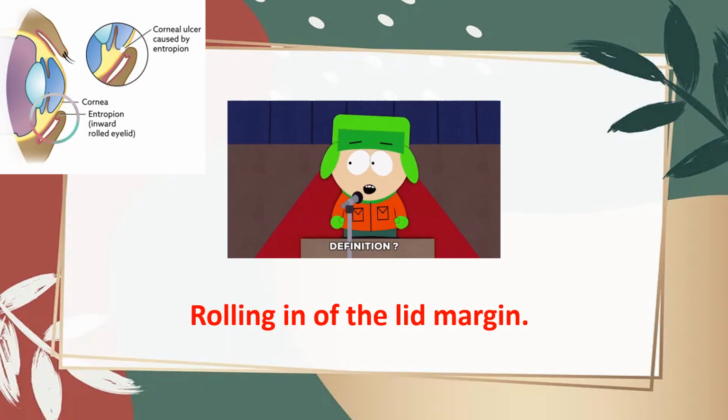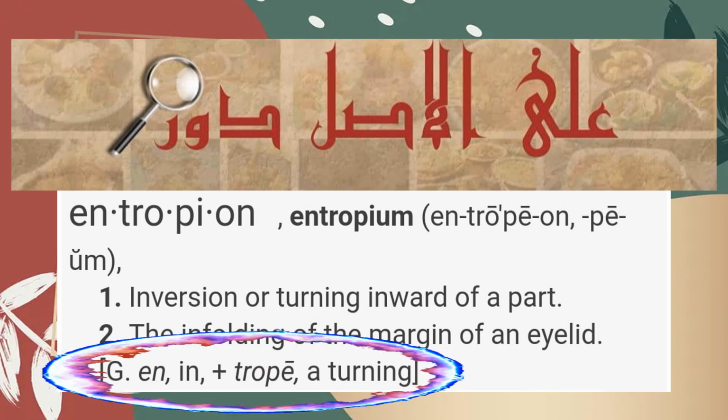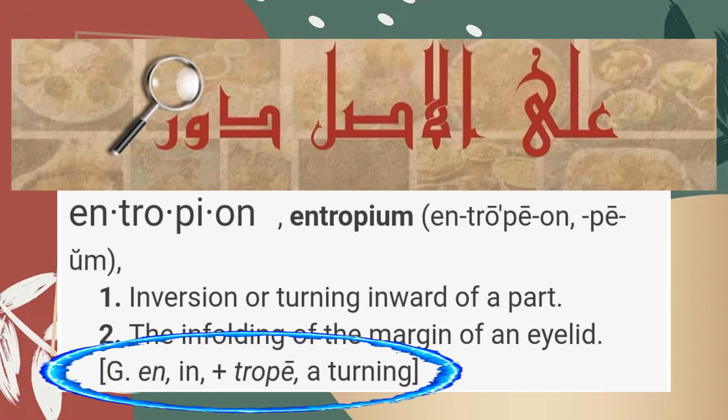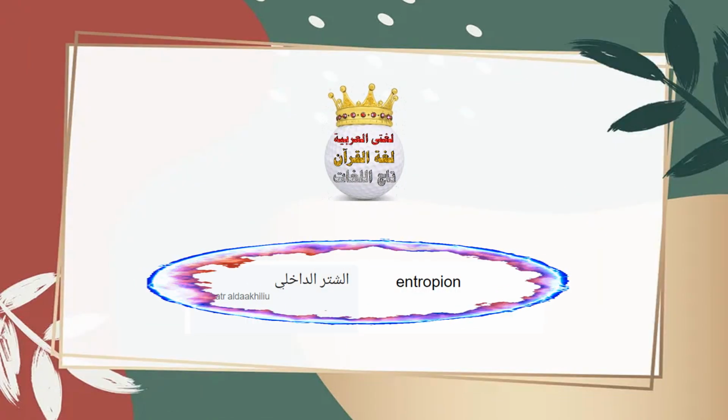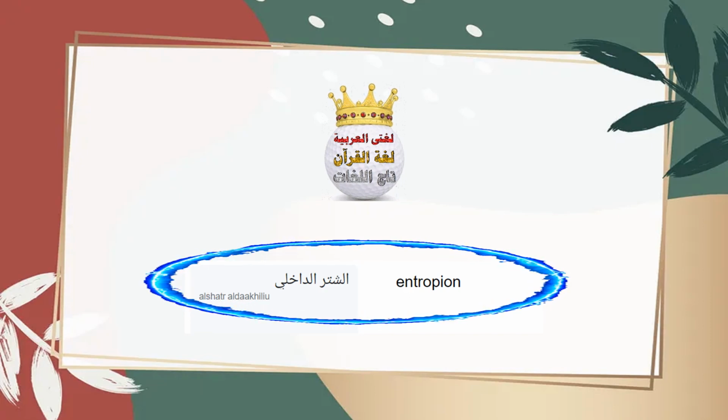Entropion is rolling in of the lid margin. This is the linguistic origin of this term.